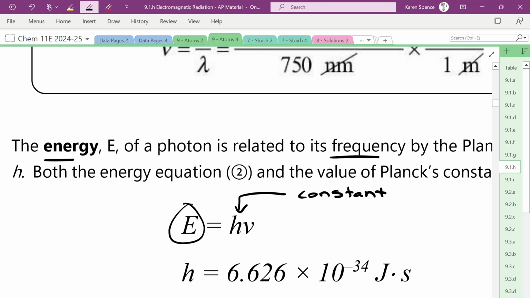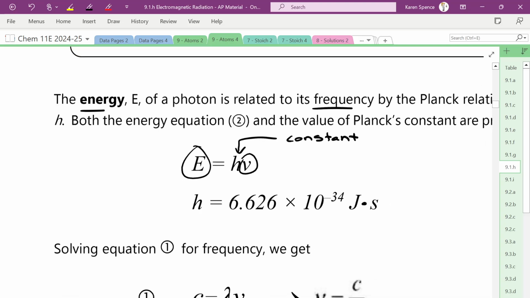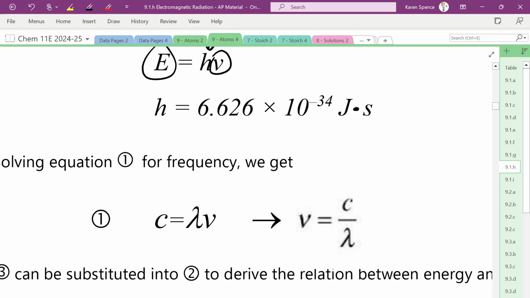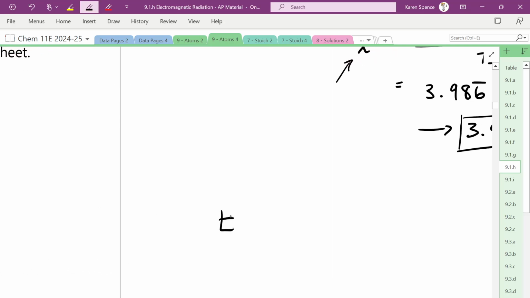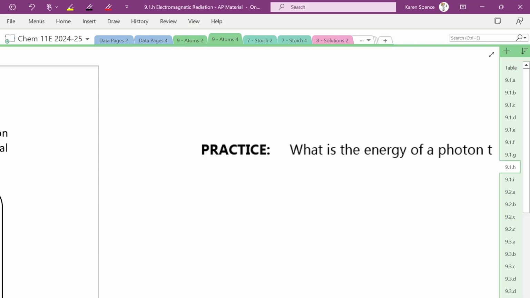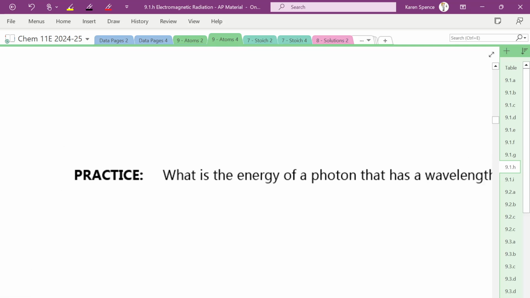Because if energy gets bigger, then in order for that to remain equal, the nu value also has to get bigger. H is given to you on your data sheet. The unit is joules times seconds. So if we want to solve for frequency, actually, I'm going to do it over here. Never mind. We're going to go here and do this practice problem. This is on the next page. We'll come back to that later.